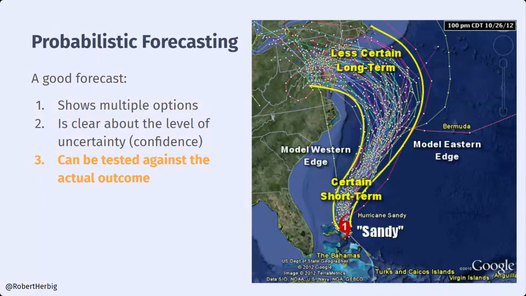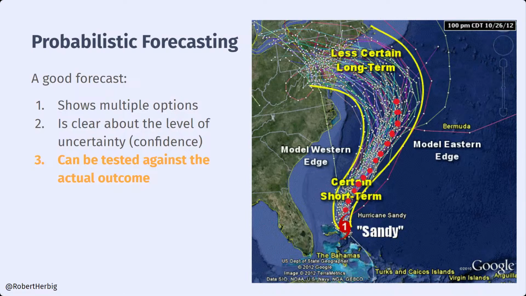Number 3, it can be tested against the actual outcome. And so this is important for all forecasts. We need some way, because forecasts are effectively a hypothesis. Each of the possible scenarios, each of those possible lines is a hypothesis, and we need a way to falsify them. So we have to be able to test it against the actual outcome.